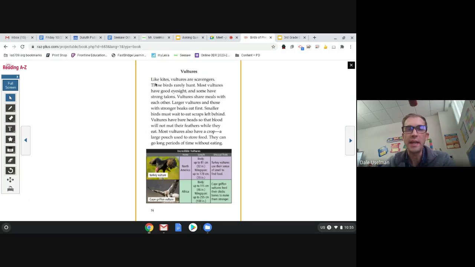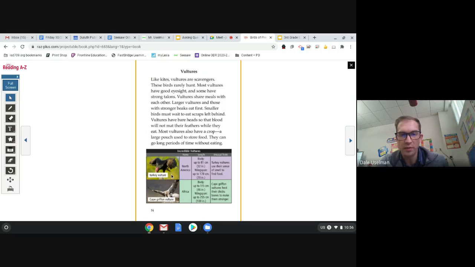Vultures. Like kites, vultures are scavengers. These birds rarely hunt. Most vultures have good eyesight and some have strong talons. Vultures share meals with each other. Larger vultures and those with stronger beaks eat first. Smaller birds must wait to eat scraps left behind. Vultures have bare heads so that blood will not mat their feathers while they eat. Most vultures also have a crop, a large pouch used to store food. They can go long periods of time without eating.